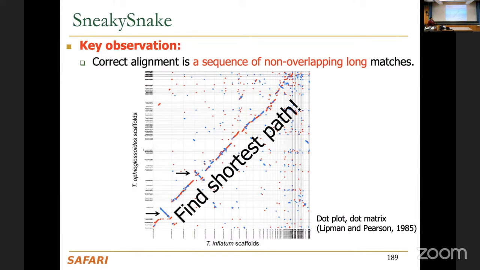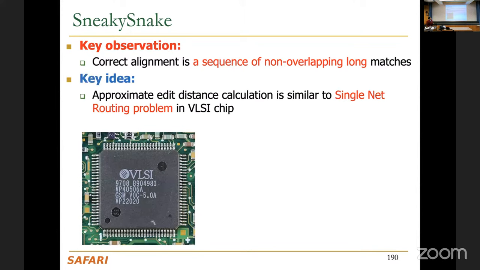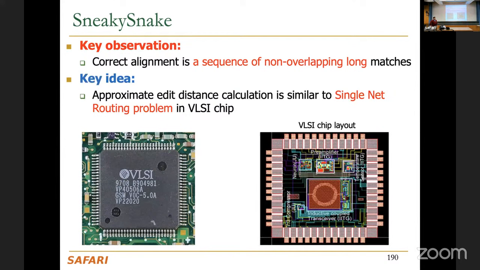So this is basically somewhat similar to the single net routing problem in VLSI chips. What SNCC is doing is reducing the approximate signal matching problem to a single net routing problem. And what's happening in single net routing, at a high level, is that when you apply the signal in this chip, you want to get the signal out somewhere here, but there are some obstacles in the chip. So how would you route this?